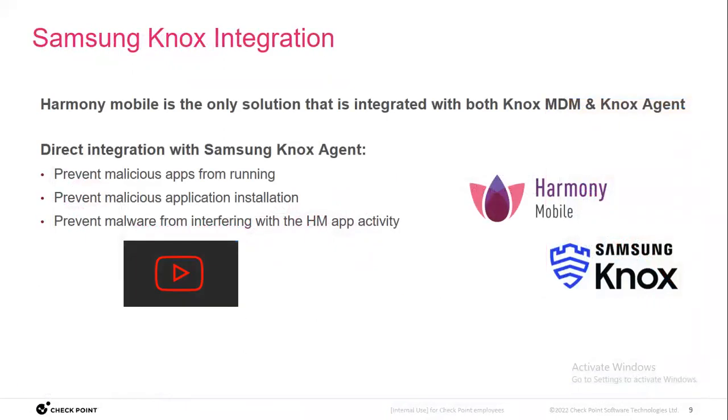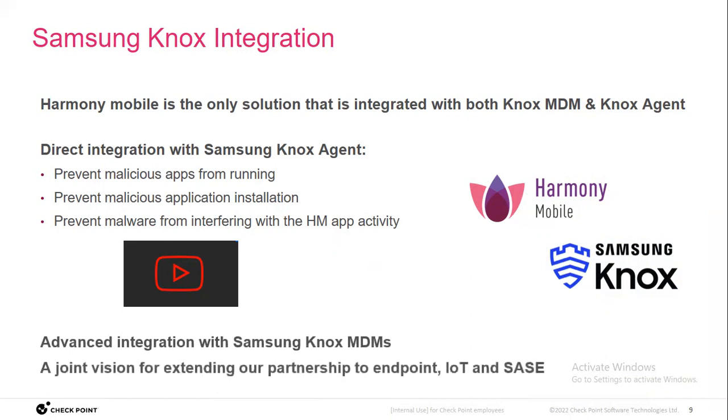The other thing that we brought, which is really cool, is we have integration with Samsung Knox now. If you're not familiar, Samsung Knox is the native security built into Samsung's version of Android. With this integration, we can prevent malicious apps from running until they've been scanned. We can prevent them from being installed in the first place, before we have a verdict on them. Really cool stuff. We can also prevent any app from interfering with Harmony Mobile, which is important too. As part of that partnership, we integrate with Samsung's MDM as well now.